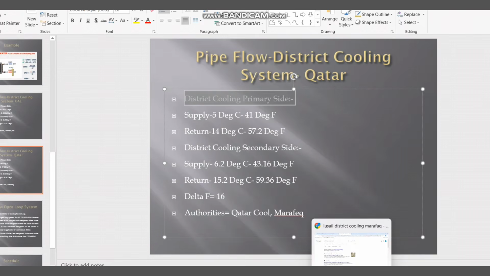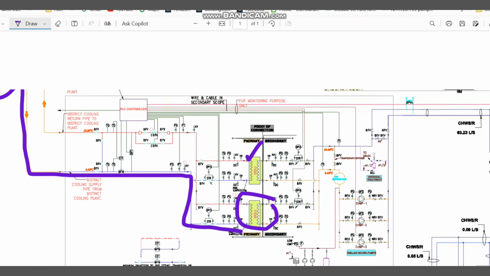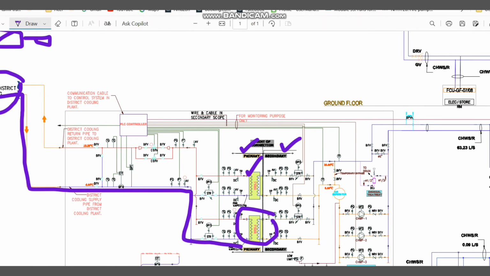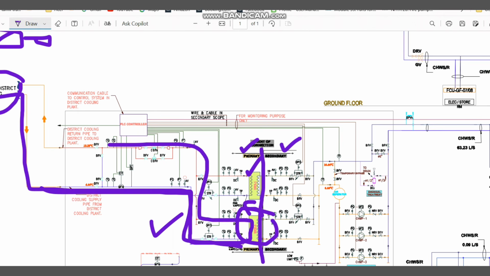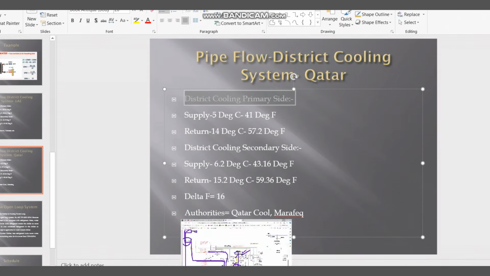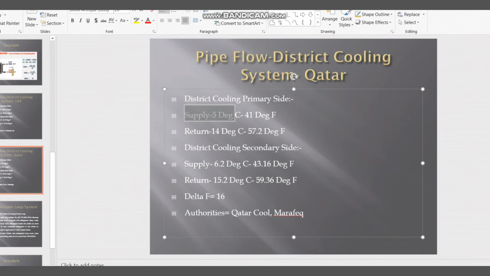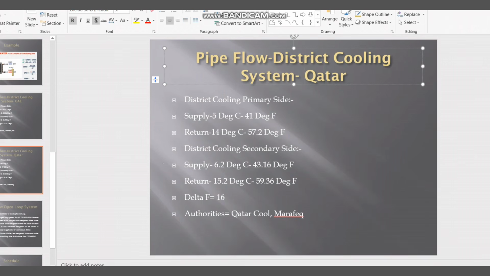Primary side means, if you go to this drawing, there is a primary and secondary. Primary means this line, before this line, that means the heat exchanger's left side. The line is coming from outside, going to the heat exchanger, and going back again. So this side is called the primary, and this side is called the secondary. In this concept, the primary supply line is normally 5 degrees Celsius or 41 degree Fahrenheit, and the return line is 14 degrees Celsius or 57.2 degree Fahrenheit if you follow the Qatar arrangement.